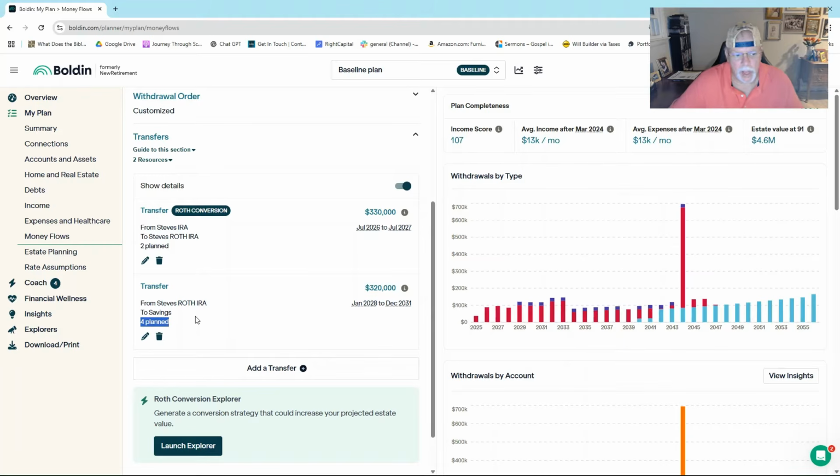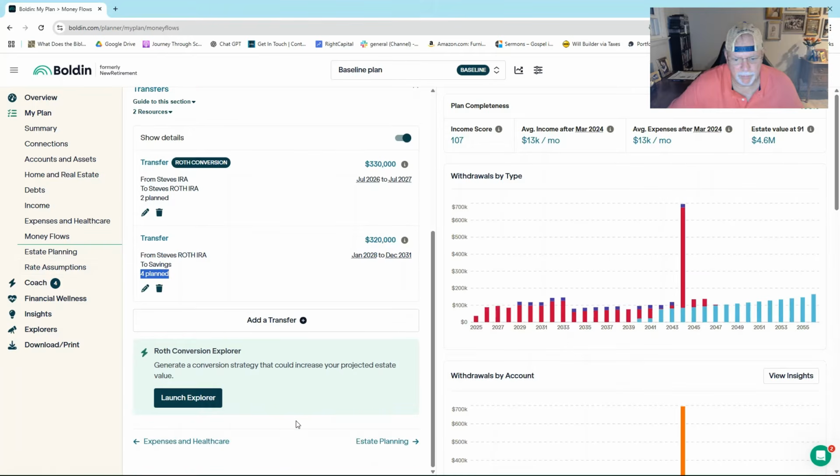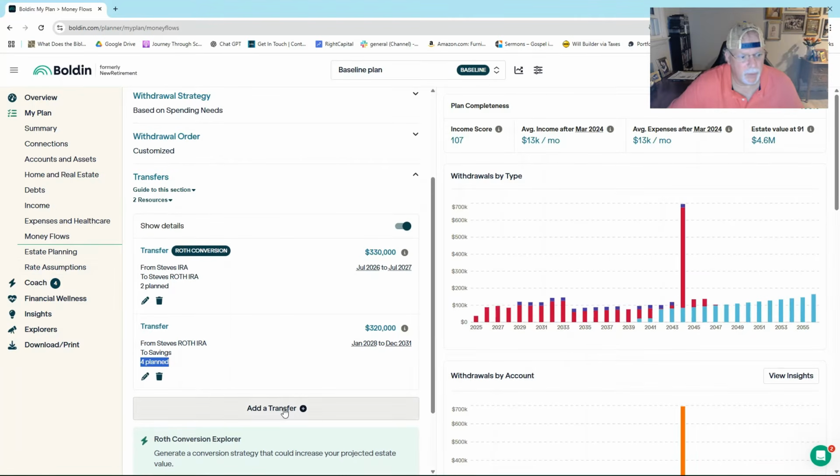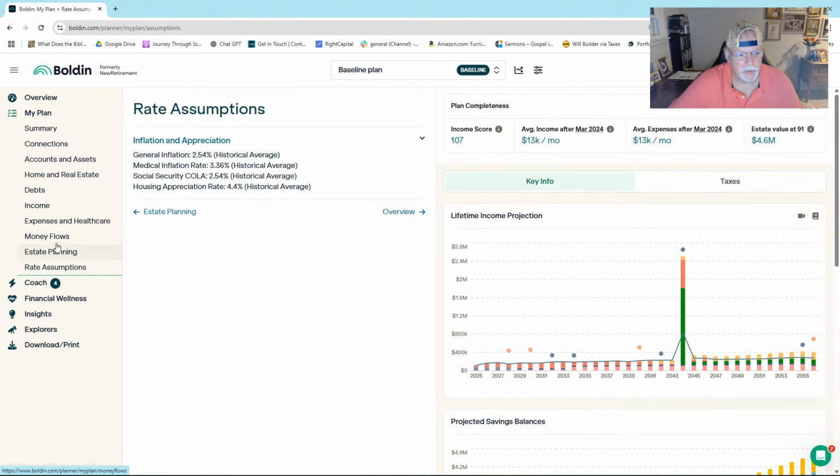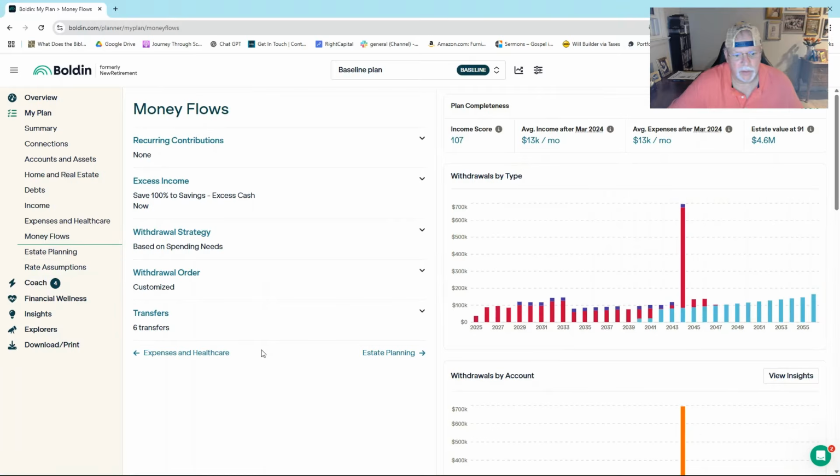The reason why is because from 62 to 64, I want to get my income low, right? And so I have to kind of trick Boldin into doing that. So Boldin has its own custom order, which is really cool. And we'll get into that in a second, what the order is. Is it rate assumptions or is it money? Or is it money flows? Hold on. Withdrawal order. It's right here.